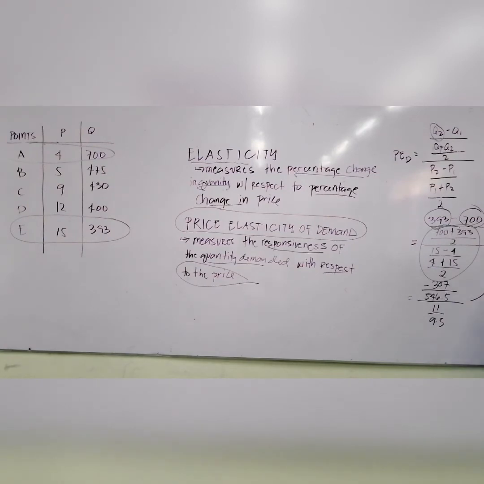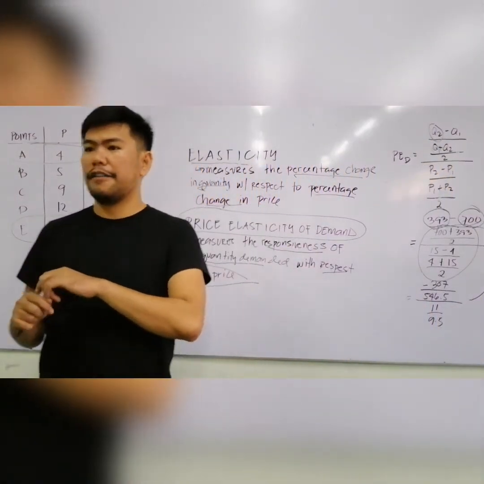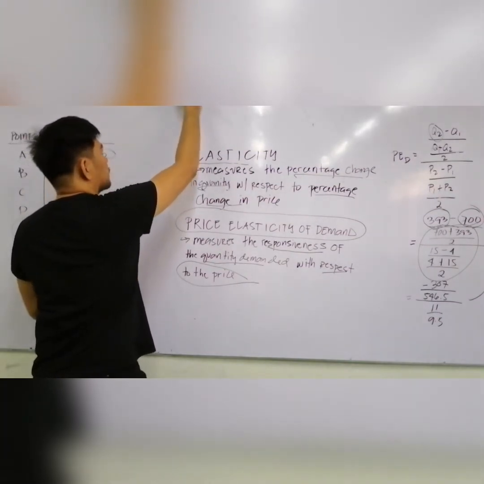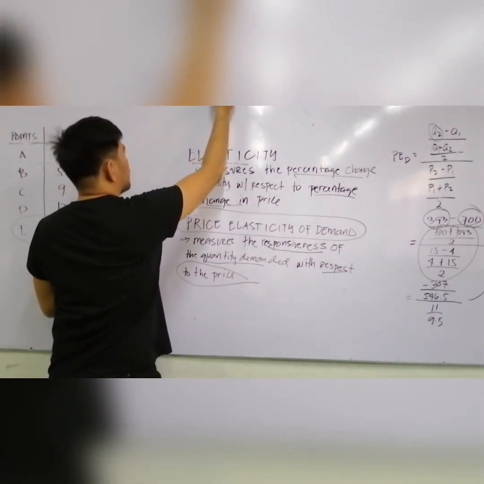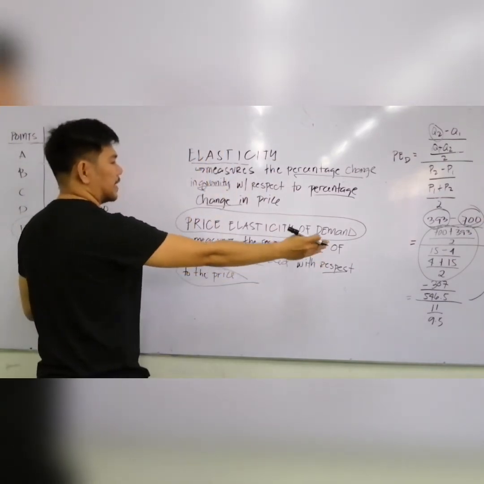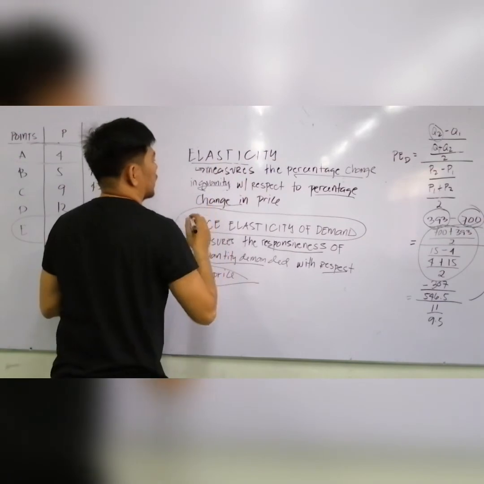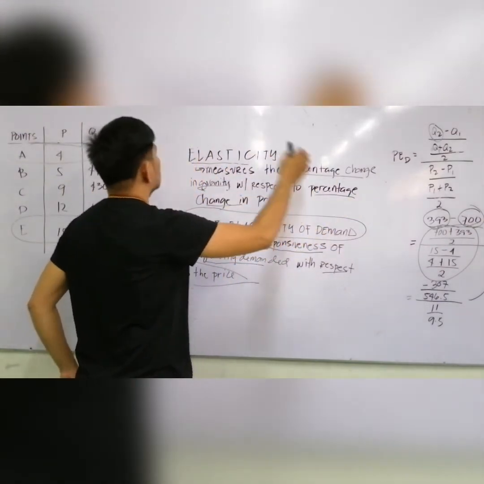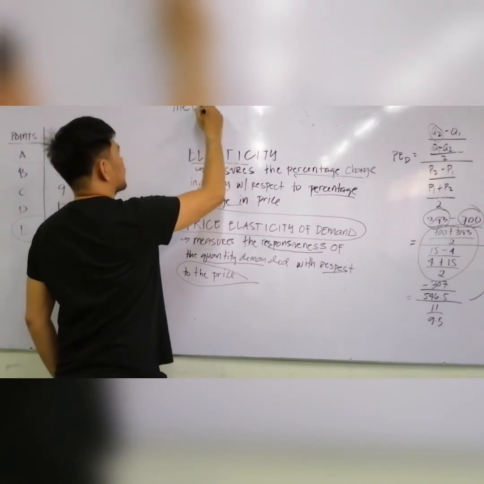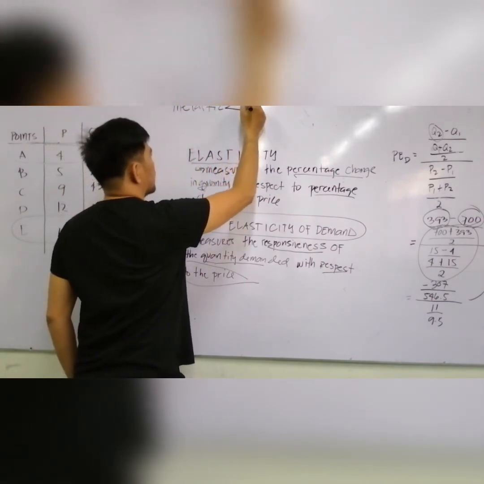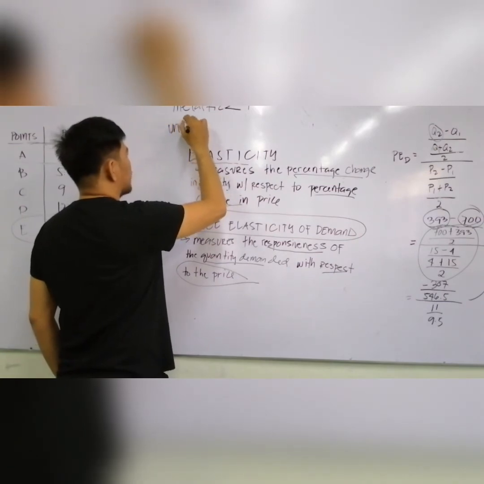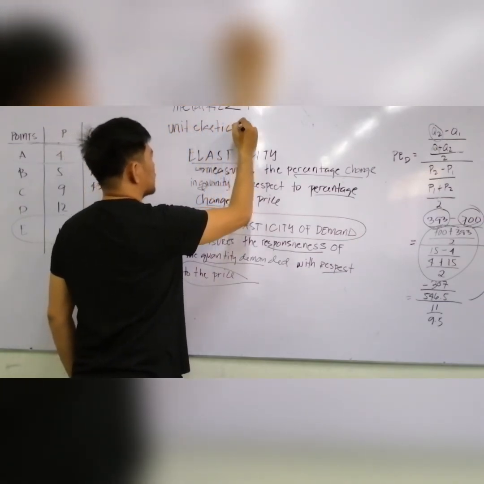In the price elasticity of demand, remember that the sign does not matter. So we're going to put this in absolute value, so it will be considered as positive 0.48. So there are several types of elasticity. One is elastic, if the elasticity coefficient is greater than 1. Okay? The elasticity coefficient is the final answer. It is inelastic if it is less than 1. Then we have unit elastic if it is equal to 1.